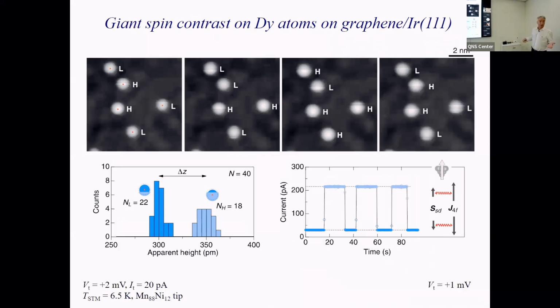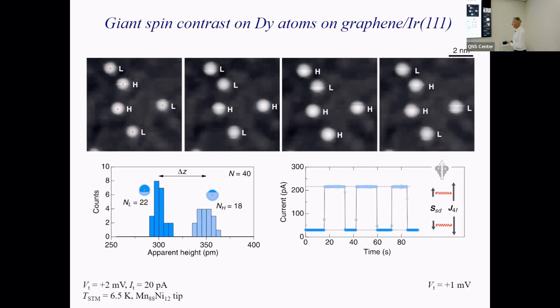So if they are spin polarized, you should see a big contrast, and that's exactly what we see. If you go with an STM tip on top of one of these atoms, and we see them switching, you can see here histograms. And for the STM specialists, 50 picometers apparent height difference is a huge amount.